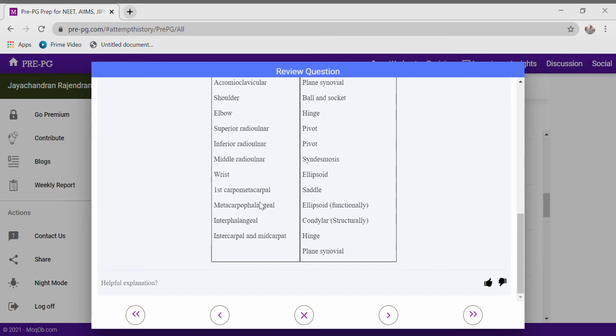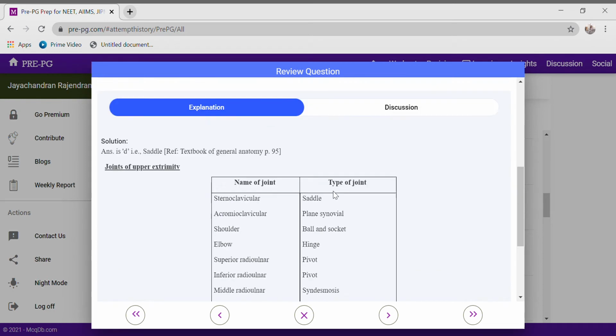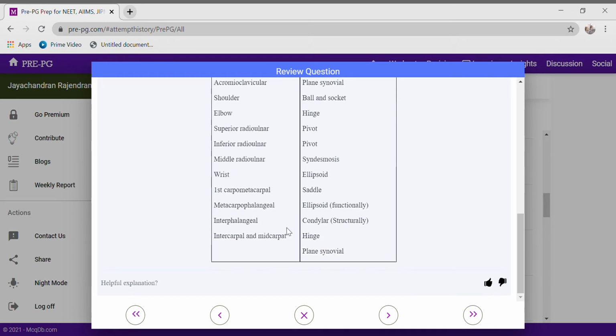The first carpometacarpal is the same saddle joint, which we saw in the sternoclavicular. The metacarpophalangeal joint is an ellipsoid. In the wrist region, you had the ellipsoid, and the metacarpophalangeal is also an ellipsoid. Interphalangeal, between the phalanges, you have condylar joints structurally, whereas it is a hinge joint functionally. And the midcarpal joint is a plane synovial joint. This you don't require. But the interphalangeal joint is condylar structurally, and hinge variety functionally.